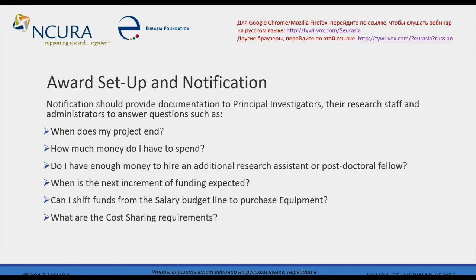It also answers questions such as, when does my project end? How much money do I have left to spend? Do I have money to hire an additional research assistant or postdoctoral fellow? When is the next increment of funding expected? Can I shift funds from the salary budget line to purchase equipment? And what are the cost sharing requirements?